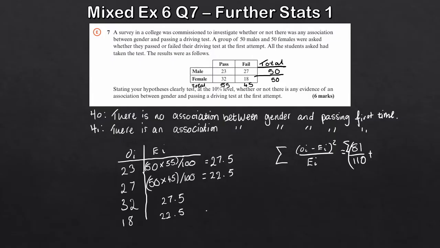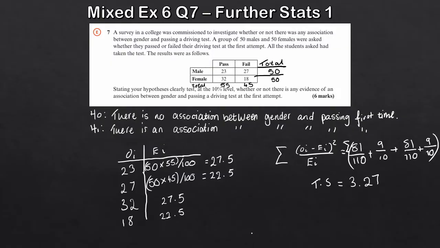Again, I've done all these before actually recording the video, but just do it yourself to make sure you can actually get the same values. What you should get is 81 over 110 plus 9 over 10 plus 81 over 110 and then 9 over 10 again. Add all these up now, and what you should get here is 3.27. So that's my test statistic.